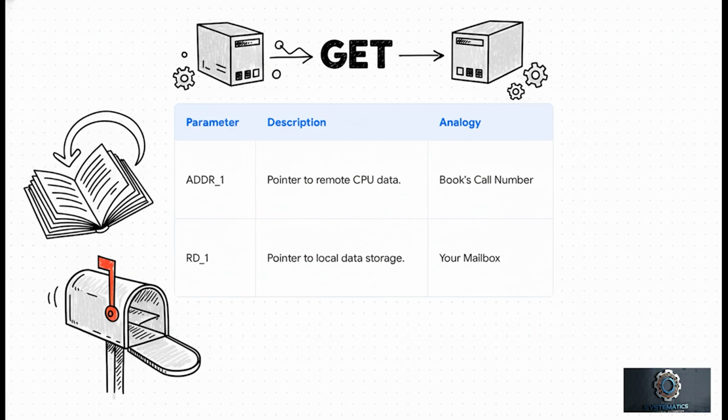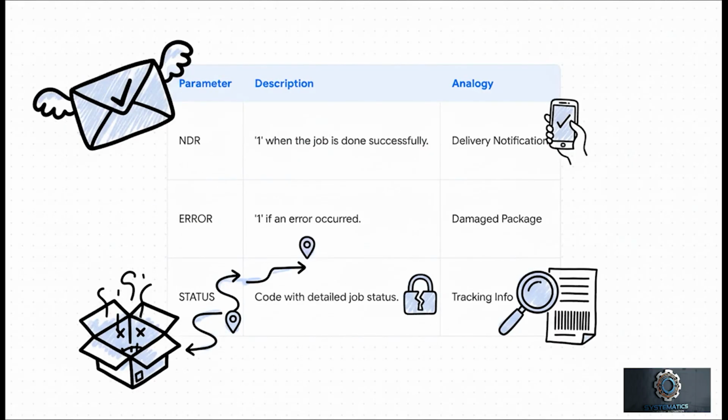And RD1? That's your mailbox. It's the pointer to the spot in your local PLC where you want that data delivered. Simple as that. And finally, the response. How do you know what happened? NDR, or New Data Ready, is your delivery notification. It'll flick on for one scan cycle to tell you, hey, your data's here.